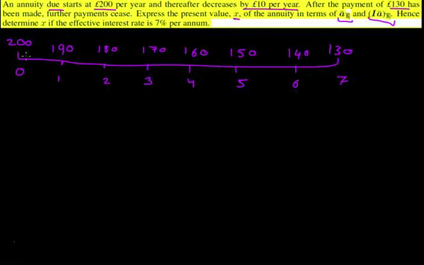However, since it's an annuity due, there's actually 8 payment periods. So we can work out 1, 2, 3, 4, 5, 6, 7, 8. So this is applicable because n equals 8 in this case.